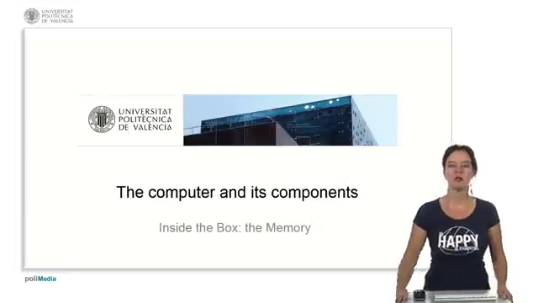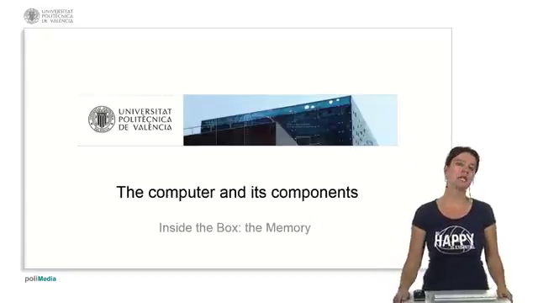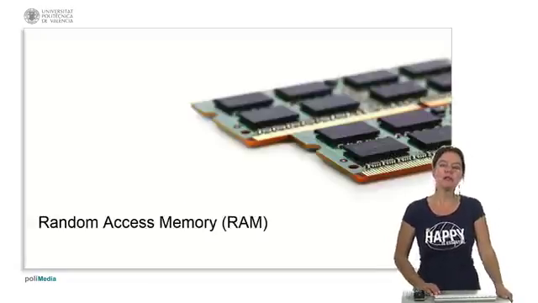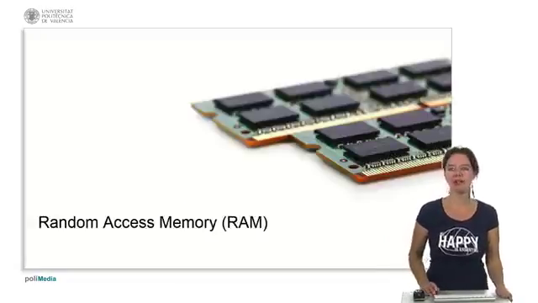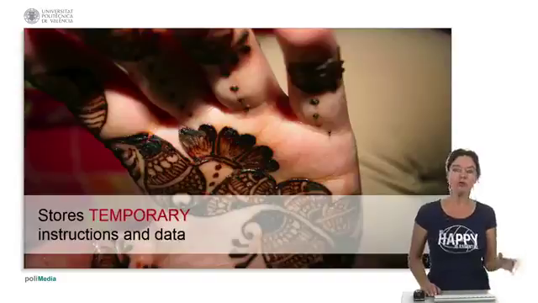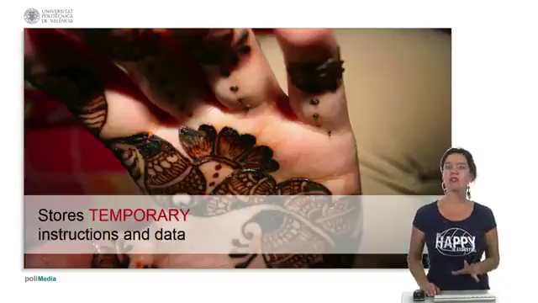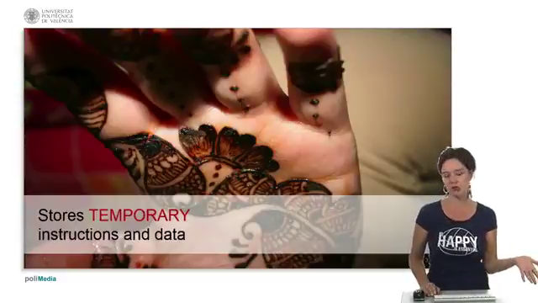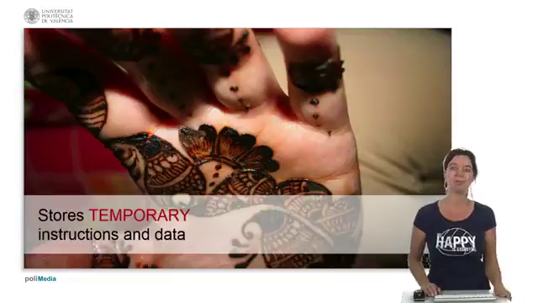So let's look again inside the box and let's look at the memory. That's also a very fundamental component of the computer. The main memory of the computer is called Random Access Memory, which is abbreviated to RAM. According to the von Neumann architecture, the RAM temporarily stores both the instructions of the program that are being executed and the data that these instructions need to execute.